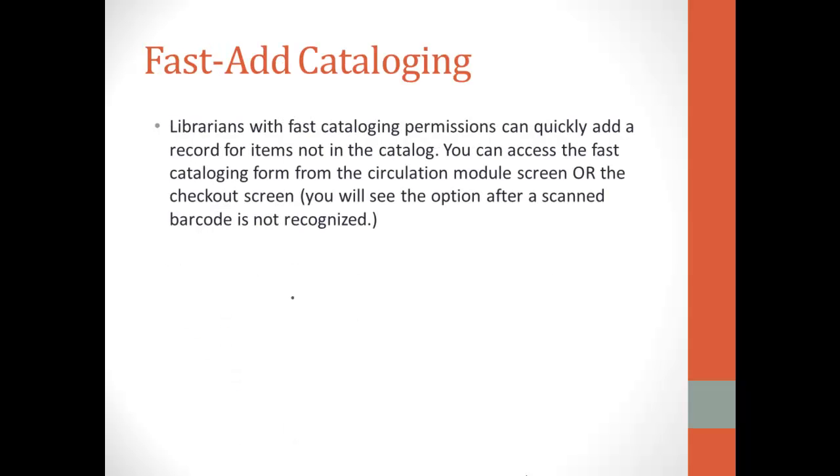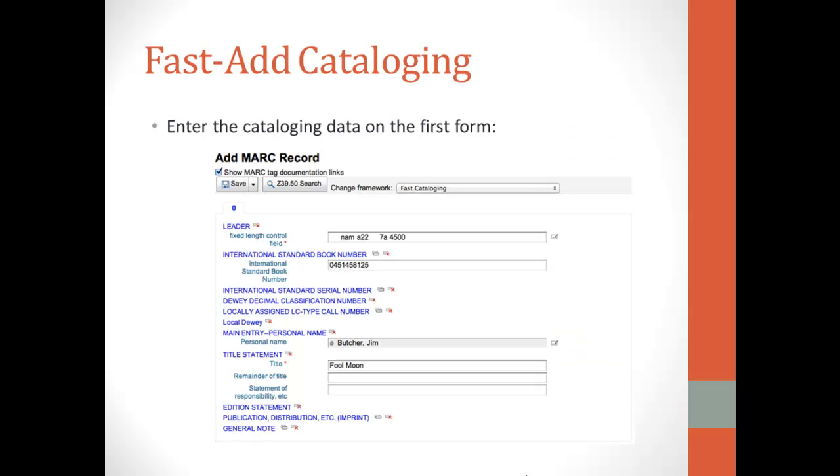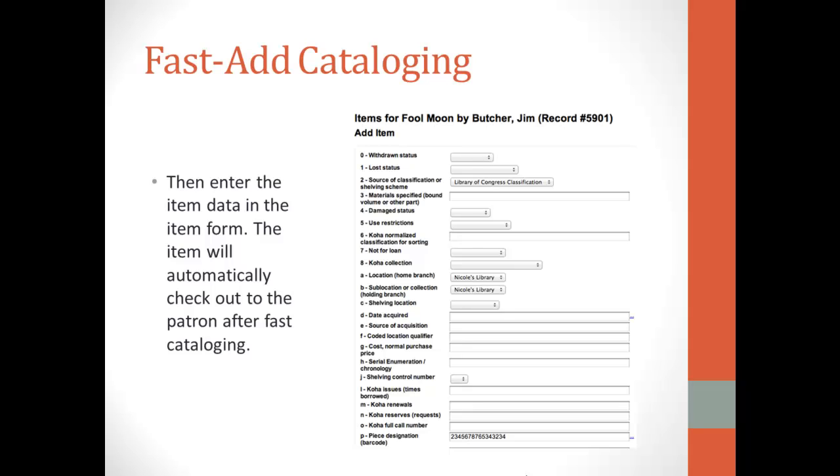Librarians with fast cataloging permissions can quickly add a record for items not in the catalog. You can access the fast cataloging form from the circulation module screen or the checkout screen. You will see the option after a scanned barcode is not recognized. Enter the cataloging data on the first form. Then enter the item data in the item form. The item will automatically check out to the patron after fast cataloging.